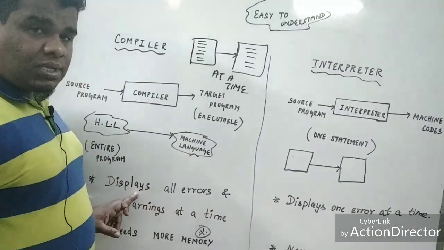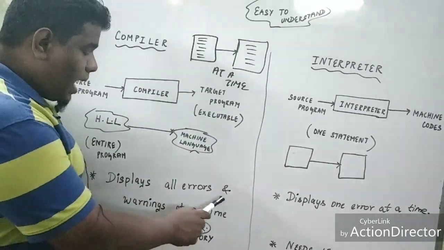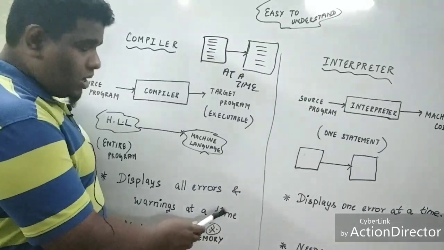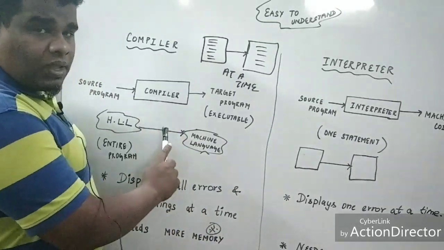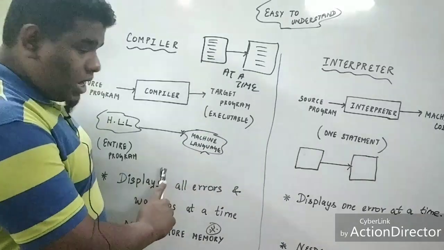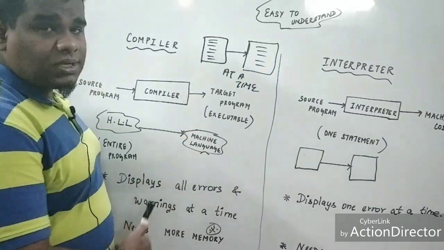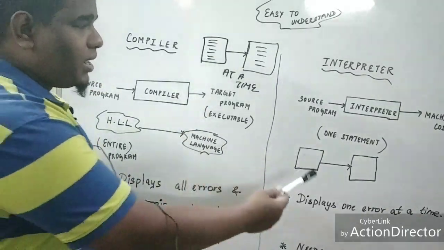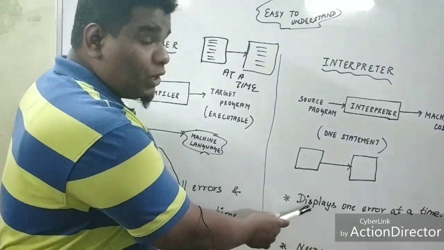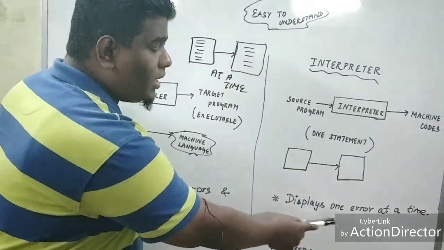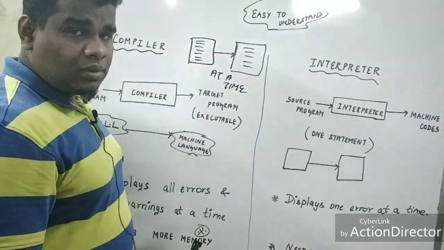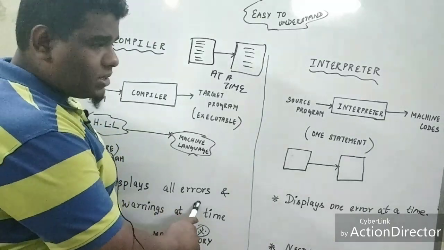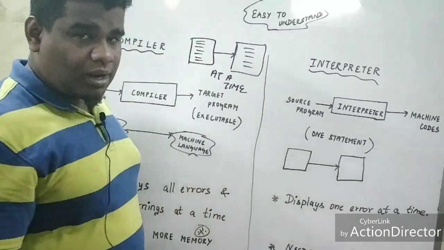The compiler will display all the errors and warnings at a time. If this program contains 10 errors, it will display all the errors and the warnings at a time. Whereas this interpreter, it will display only one error at a time. Clear? The compiler will display all the errors and the interpreter will display only one error at a time.